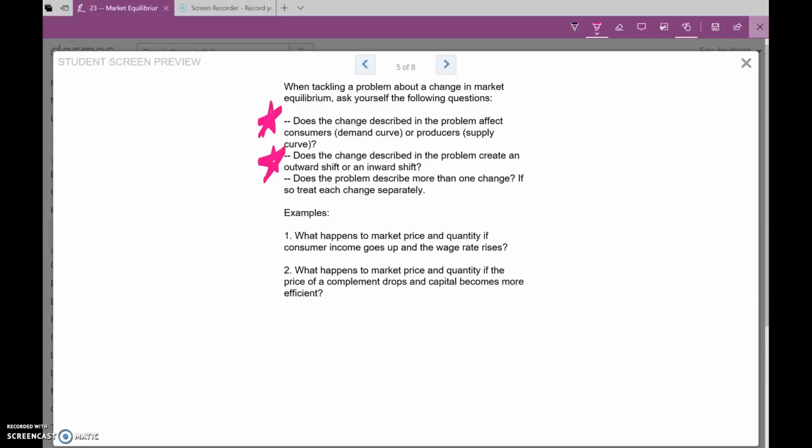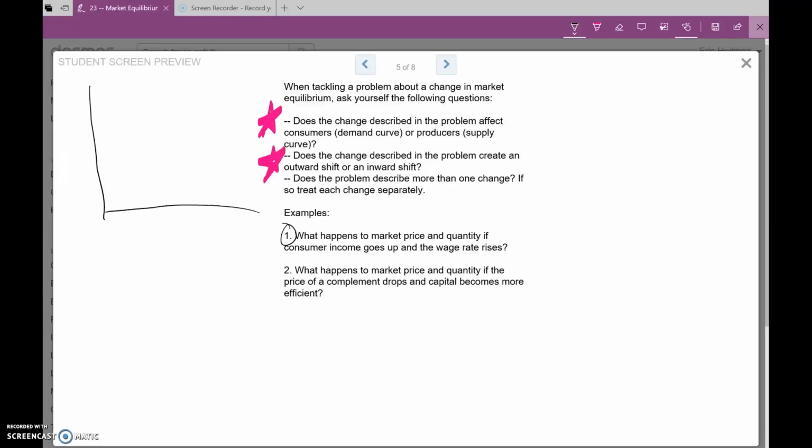Where we left off was looking at problems where there are multiple changes describing the same problem. So I'm going to work on number one here. What happens to market price, so market equilibrium price and quantity, if consumer income goes up and the wage rate rises?